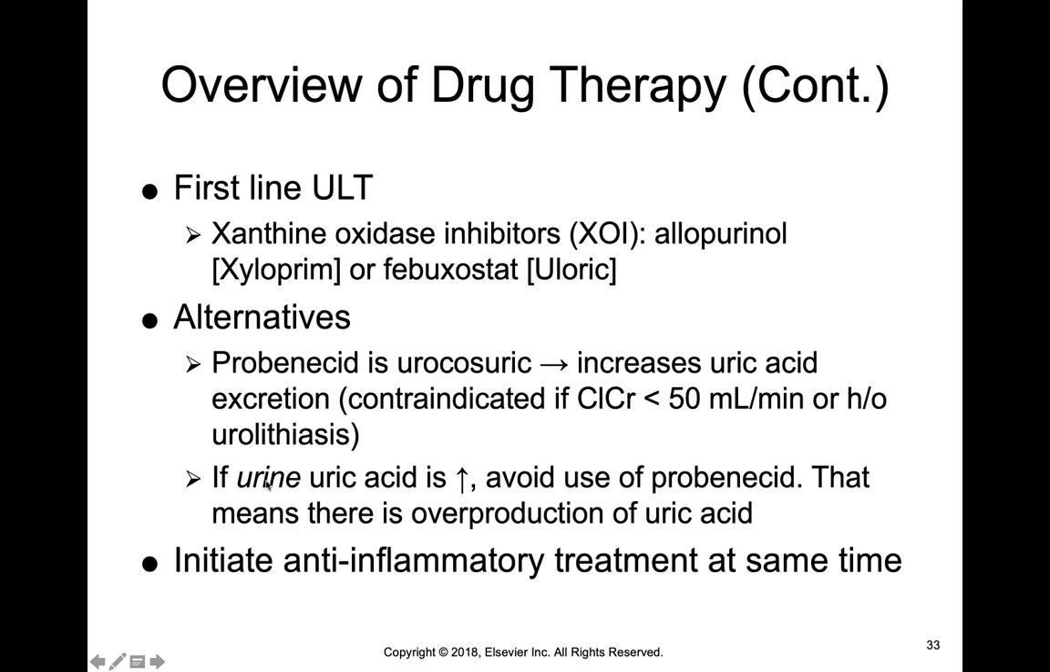If the uric acid in the urine is increased, you typically want to avoid probenecid, and that's because it means there is an overproduction of uric acid. And then I want you to think why we would avoid probenecid if there's an overproduction of uric acid. And then we want to initiate anti-inflammatory treatment at the same time.